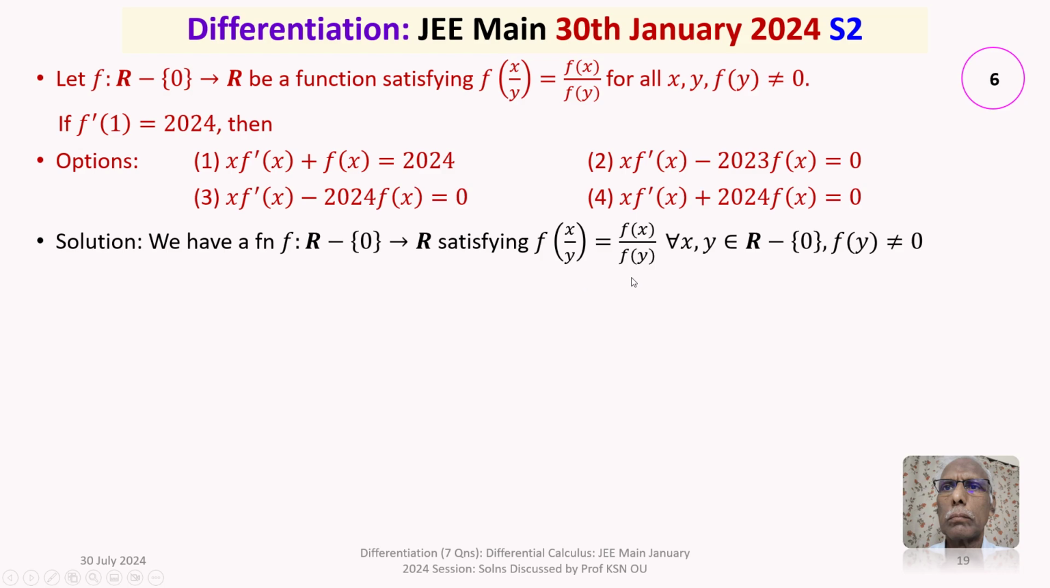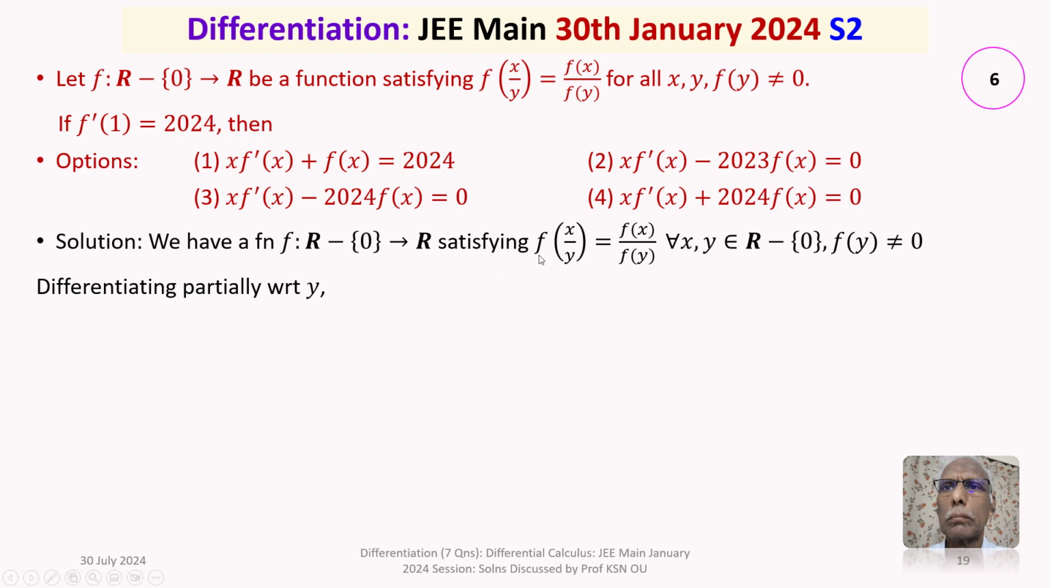Whenever a functional equation is given and the answers are in the form of a first derivative, what we normally do is a partial differentiation. You agree? Yes, we do a partial differentiation. So what we do is we take the relation and differentiate partially with respect to y. That means differentiate with respect to y, keeping x as constant.